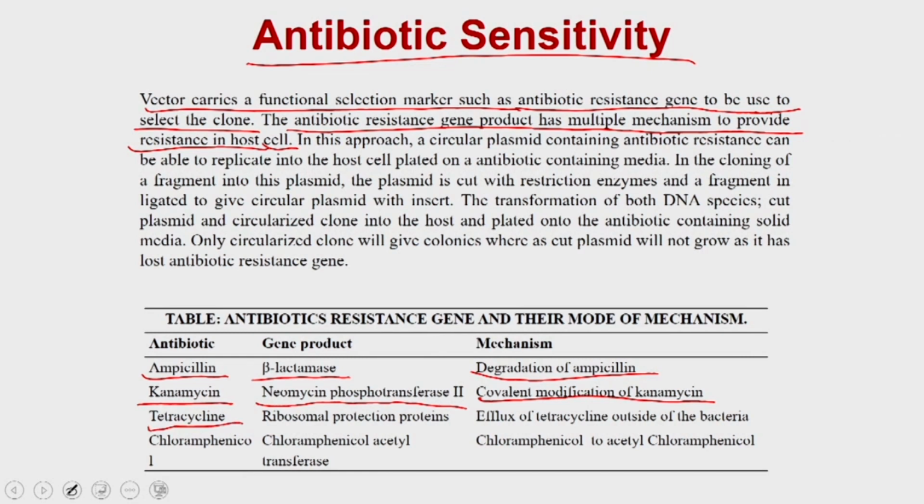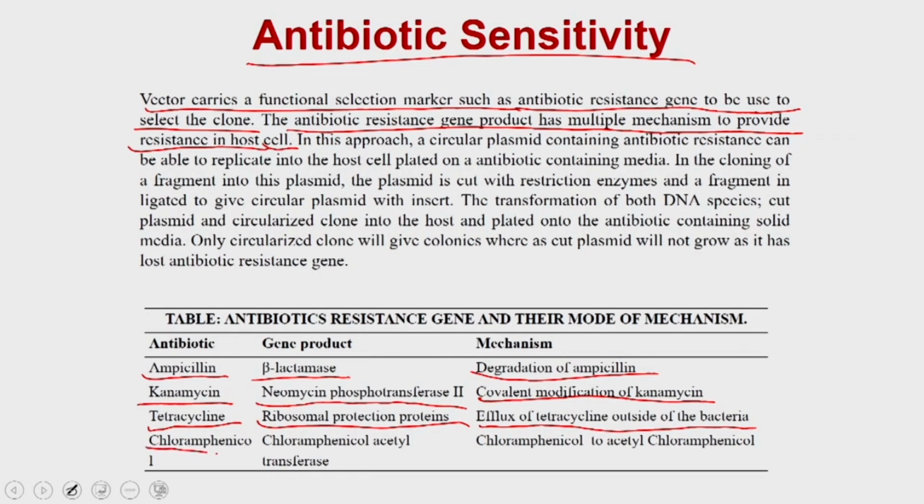The tetracycline resistance gene is going to produce several ribosomal protection proteins, and that will contribute to the efflux of tetracycline, which means it is going to throw the tetracycline out of the bacteria, and that is how the tetracycline level is going to be very low in the bacteria, and that is how the bacteria acquire resistance against the tetracycline.